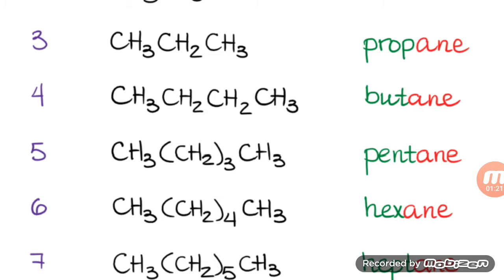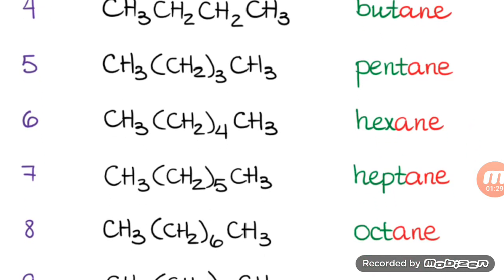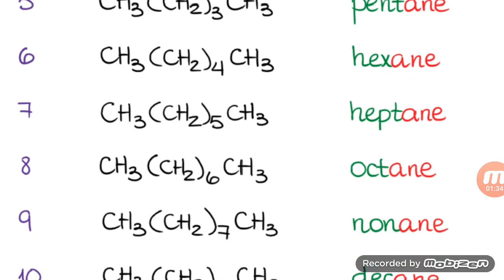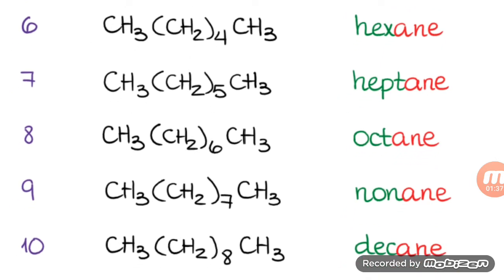When there are five carbons in an alkane, this is called pentane. A six carbon hydrocarbon is called hexane. A seven carbon hydrocarbon is called heptane. An eight carbon hydrocarbon is called octane. However, they all have single bonds. They do not have any double bond. They are very saturated compounds. A nine carbon hydrocarbon with single bonds is called nonane, and ten is called decane.